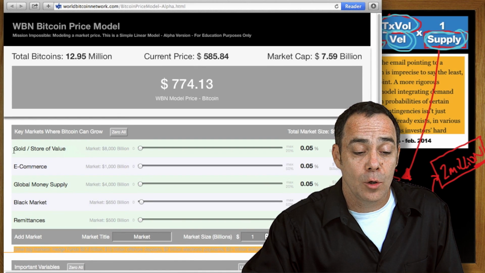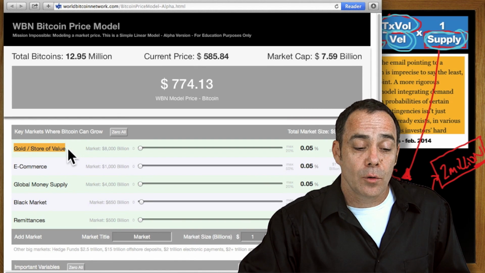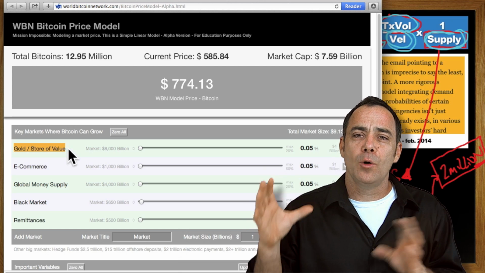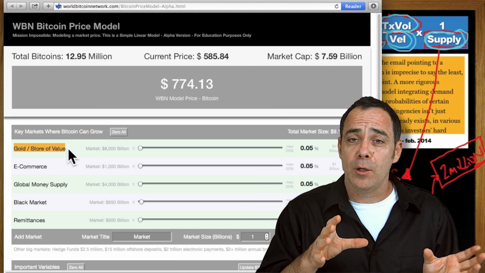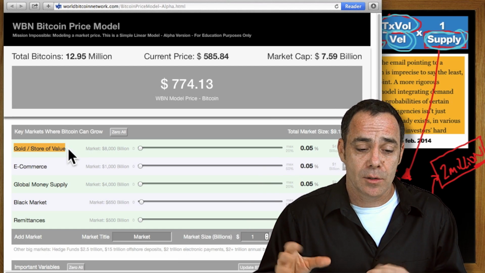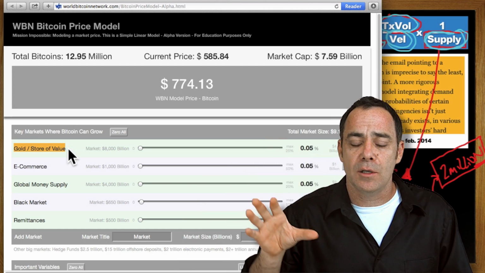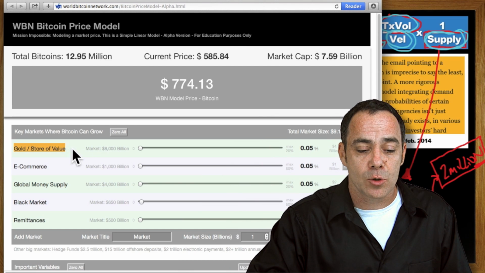Okay, so here's gold or store of value. The current market value of all the gold in the world being used to store value is $8 trillion. And silver comes into play, and there's other things that you can store money in, but we just threw in 8 trillion right here. Okay, so that's 8,000 billion.